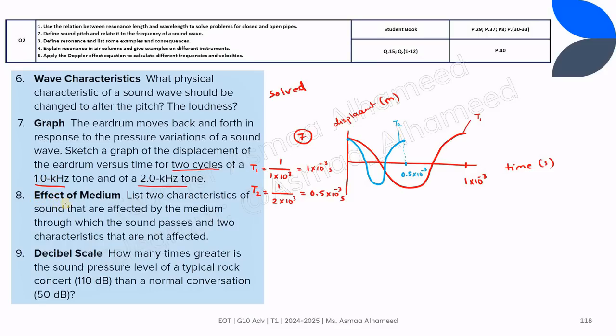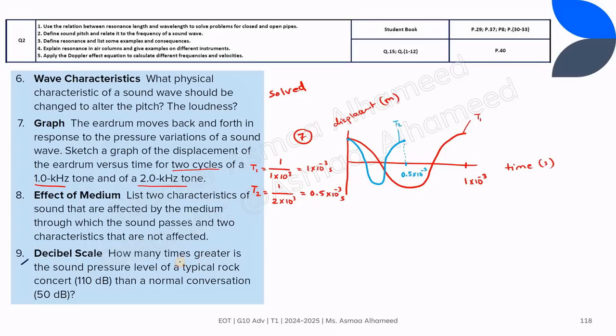Now we go to question 8. Effect of a medium. List 2 characteristics of sound that are affected by the medium through which the sound passes, and 2 characteristics that are not affected. So if it's affected, this is speed and wavelength like we mentioned before. Not affected, which is the period and the frequency. Let's see question 9. Decibel.